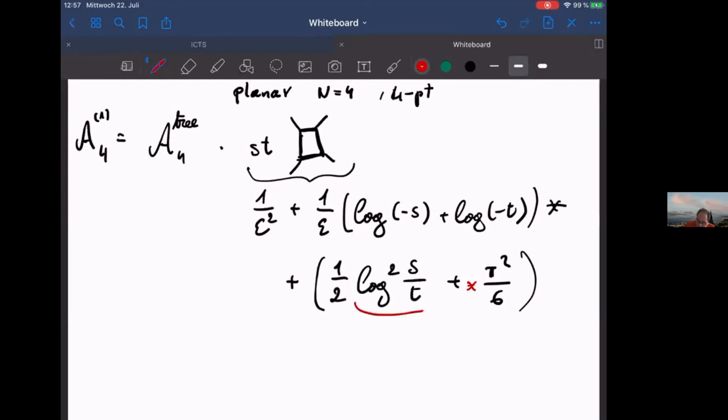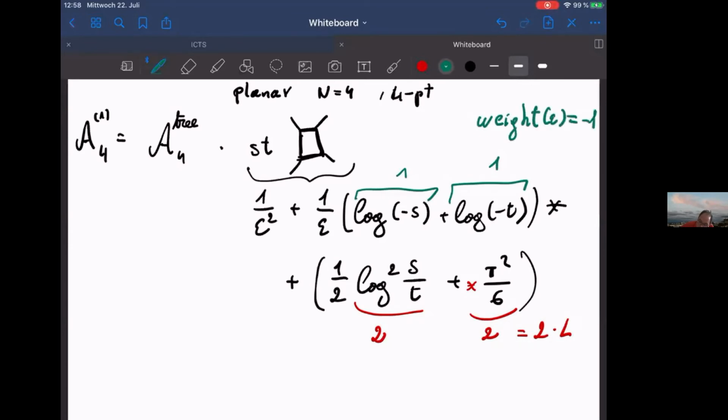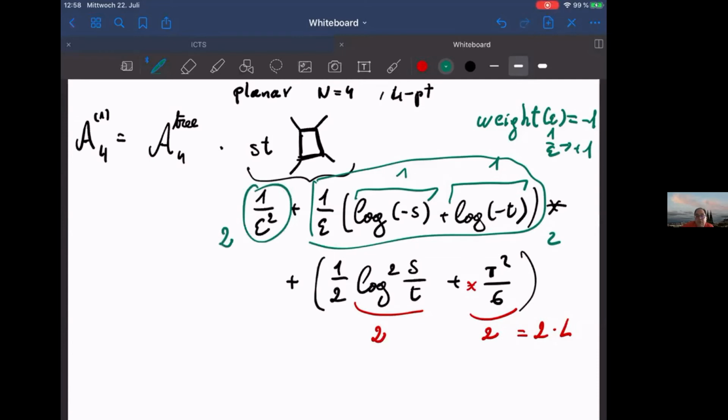The finite term, this term has weight 2, the log square. And also this term has weight 2. So the weight of the finite term is 2, which is precisely 2 times the loop number. We were at one loop. So then there are these poles, which are infrared poles. But what you see is, this term is weight 1, this term is weight 1. So if the weight of epsilon is -1, so that the weight of 1 over epsilon is +1, then also this term has weight 2, and also this term has weight 2. So you see that indeed the 4-point amplitude at one loop in N=4 super Yang-Mills only has terms of weight 2.